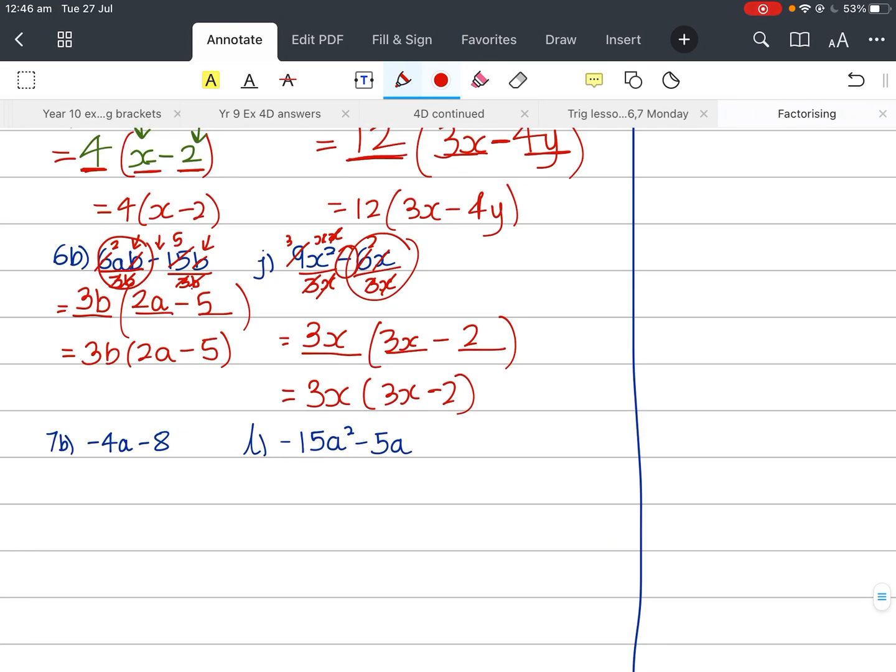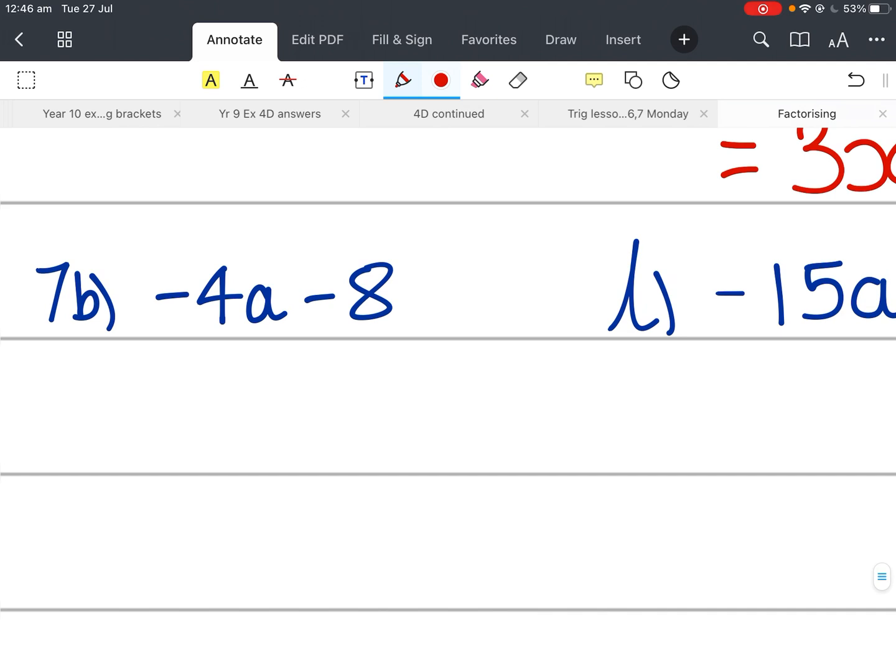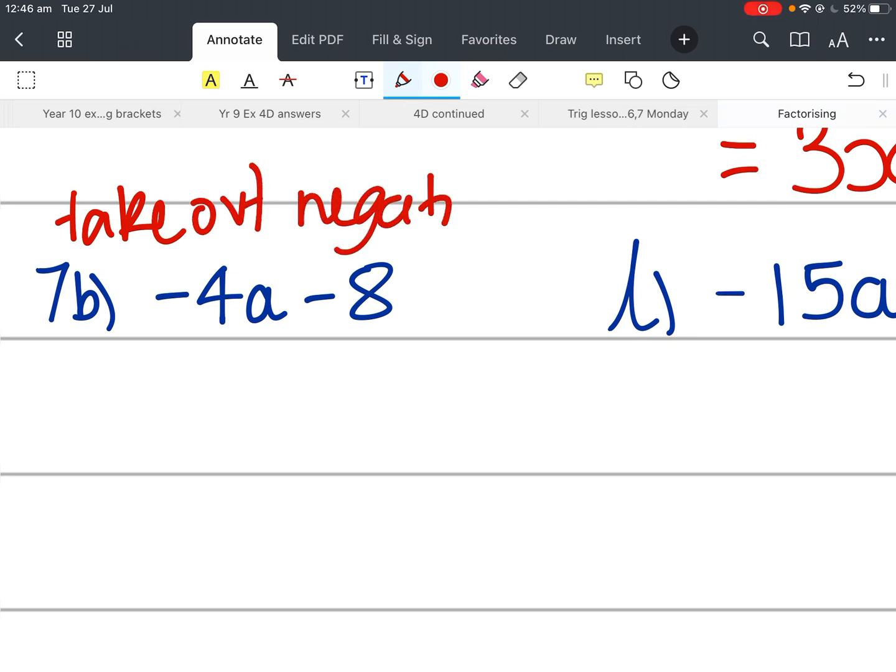All right, let's see if I can get through 7b. Now sometimes when you get to question 7, you've got 2 negatives. And what they like you to do, and that might say at the beginning of the question, is to take out the negative factor. So that means they want you to put a minus with your first factor that you take out.